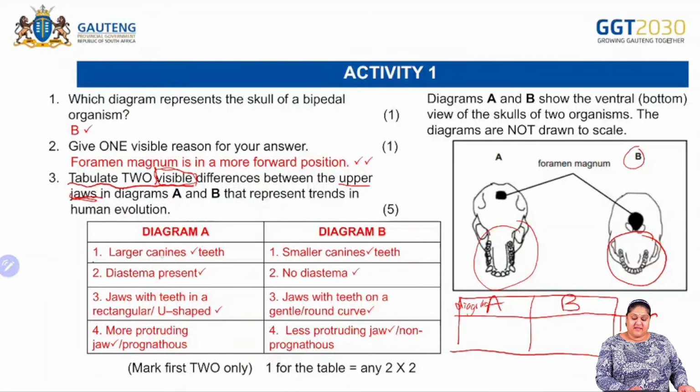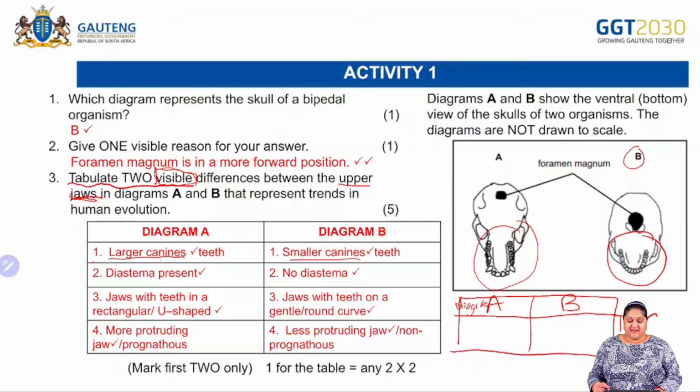So number 1, on this side, you're talking about the canines. Can you talk about the canines? Yes, it's part of the upper jaw. So we are talking here that diagram A has larger canines and diagram B has smaller canines. When you're talking about larger canines on this side, you cannot be talking about the diastema on that side. You need to talk about like things, 1 and 1. Number 2, we are talking about the diastema. It's present in diagram A and there's no diastema in diagram B.